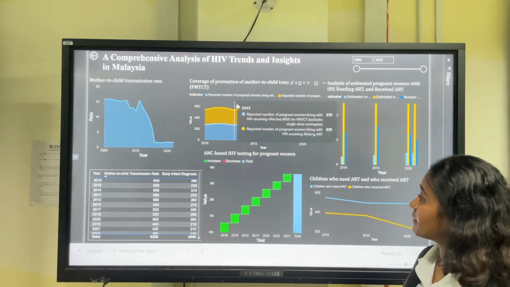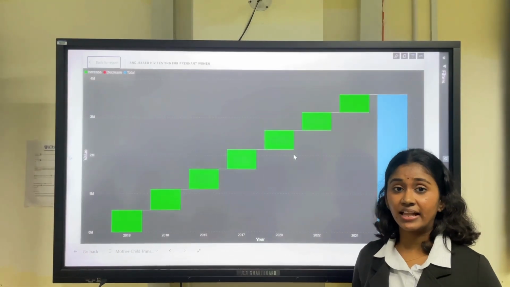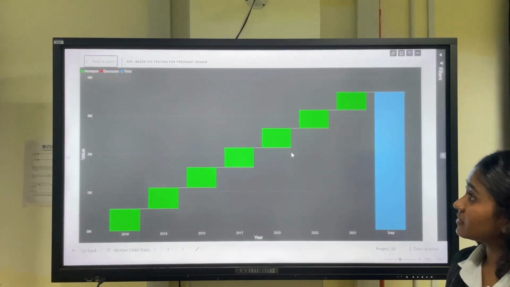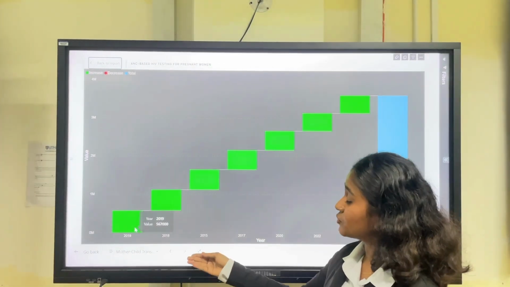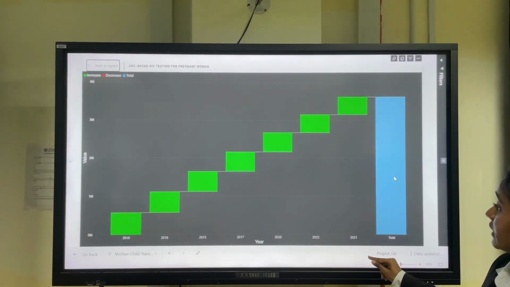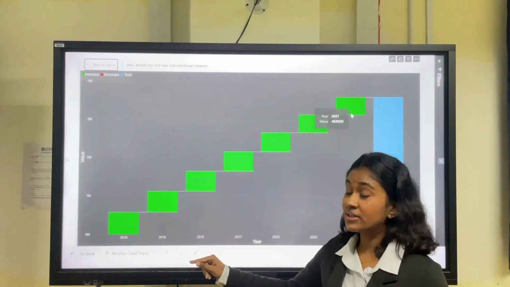which is ANC-based HIV testing for pregnant women. What is ANC? ANC is antenatal care, which is received by pregnant women. So if you can see from the year 2019 to 2021, the ANC HIV testing received by the pregnant women is increasing.